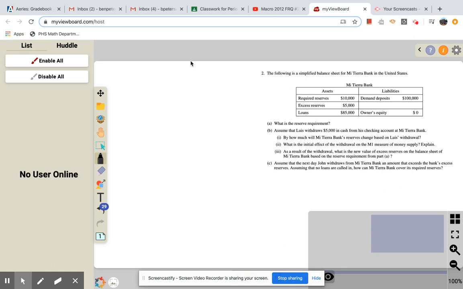All right, guys. So let's give this FRQ a try. And I apologize for how bad the writing's about to be. I'm trying to get used to this thing too.